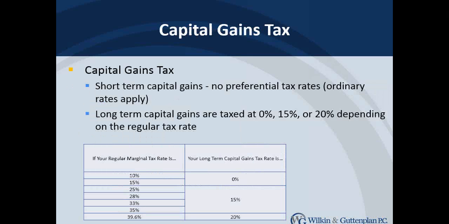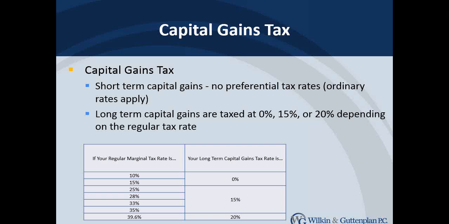Another type of tax we have is our capital gains tax. So this, in certain instances, is a preferential tax rate. For our short-term capital gains, so these are going to be items that are held for less than 1 year, we are not going to have any preferential tax rates. So those ordinary income rates that we were talking about on the previous slide will apply to any short-term. Now, when we're talking about long-term, that means over a year.